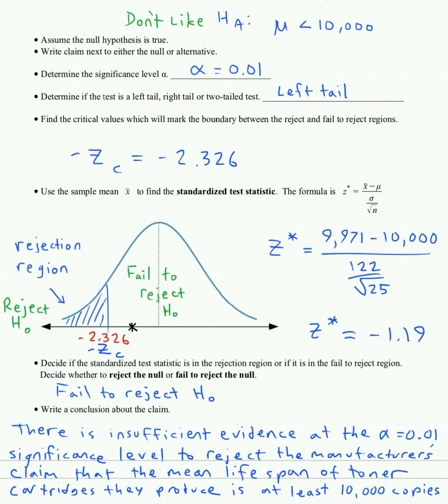Here's how I'll write my final conclusion. There is insufficient evidence at the alpha equals 0.01 significance level to reject the manufacturer's claim that the mean lifespan of toner cartridges the manufacturer produces is at least 10,000 copies. So you want to make reference to the significance level because we're not saying that the manufacturer is definitely correct in their claim. We're just saying that with the sample we collected, we don't have enough confidence in them being wrong to refute what they had said.